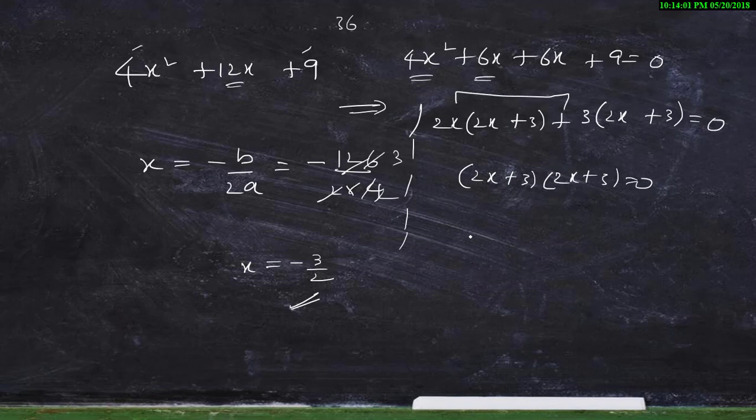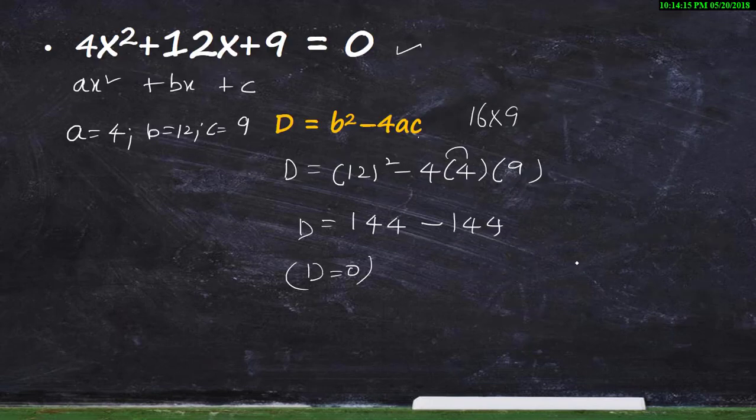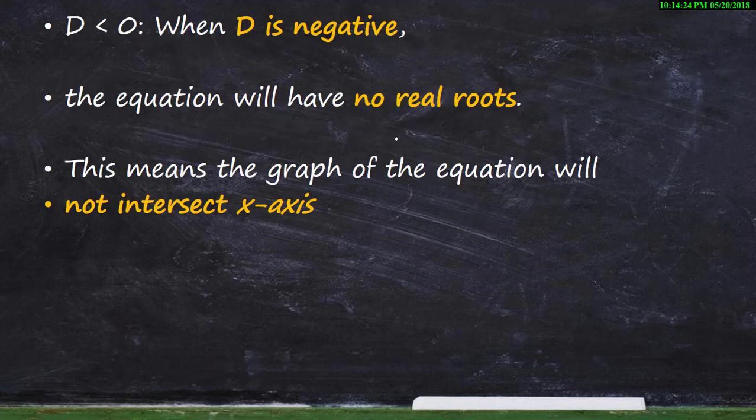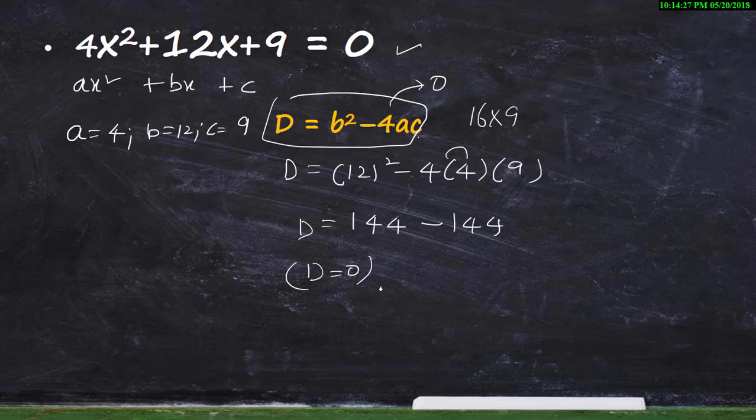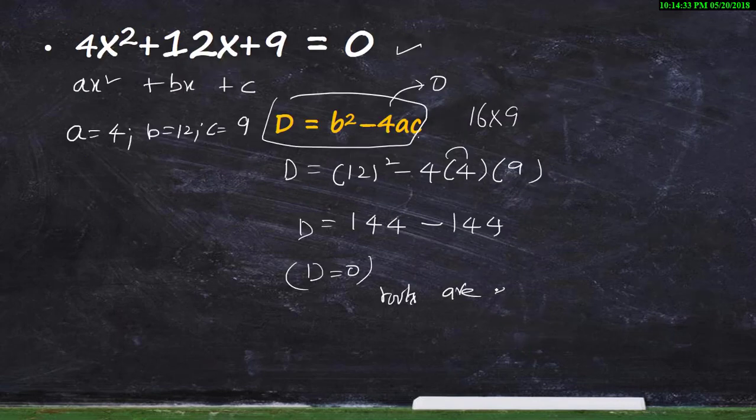That's what we get. 2x plus 3 is equal to 0, 2x is equal to minus 3, and x is equal to minus 3 by 2. The other root also we are getting, x is equal to minus 3 by 2. So from this we can understand that if the discriminant is equal to 0, then the roots are going to be equal and real.